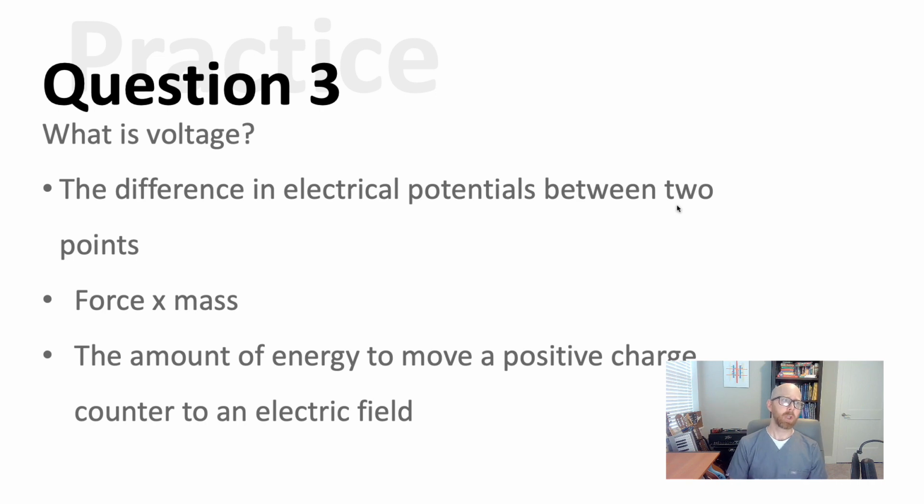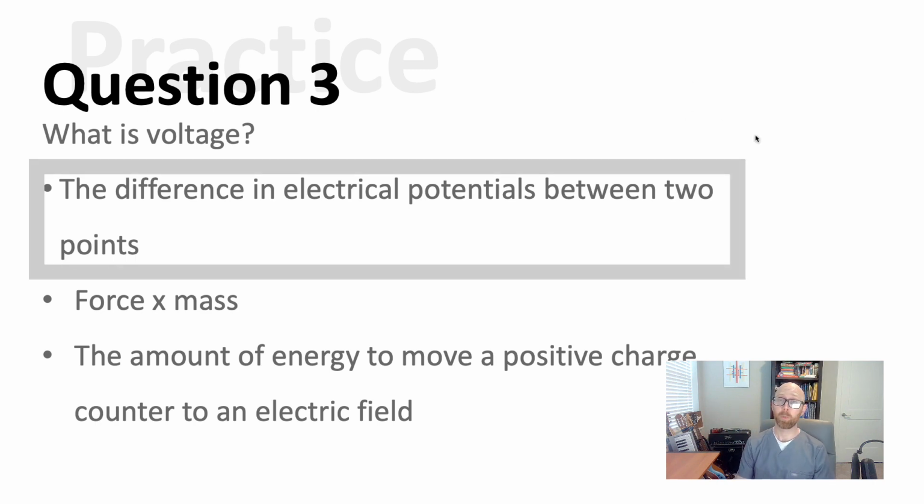Final and third question. What the heck is voltage? Is it the difference in electrical potentials between 2 points, force times mass, or the amount of energy to move a positive charge counter to an electrical field? If you answered the difference in electrical potentials between 2 points, you'd be correct. Force times mass is going to be more like gravity. And then the amount of energy to move a positive charge counter to an electrical field was the electrical potential.